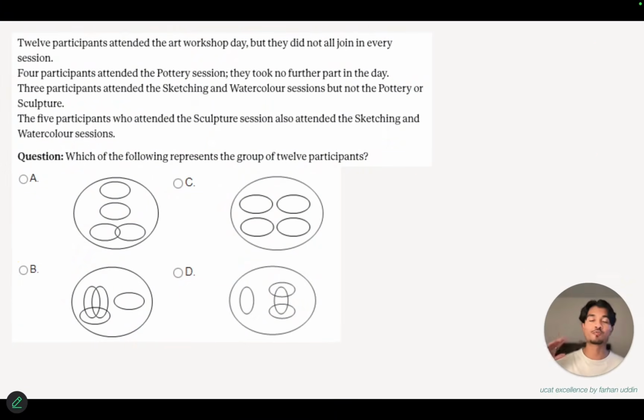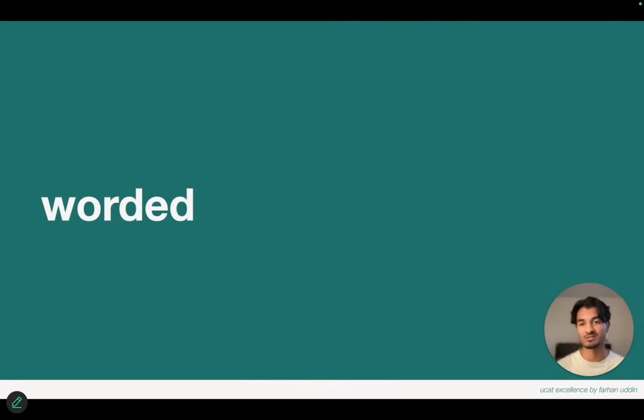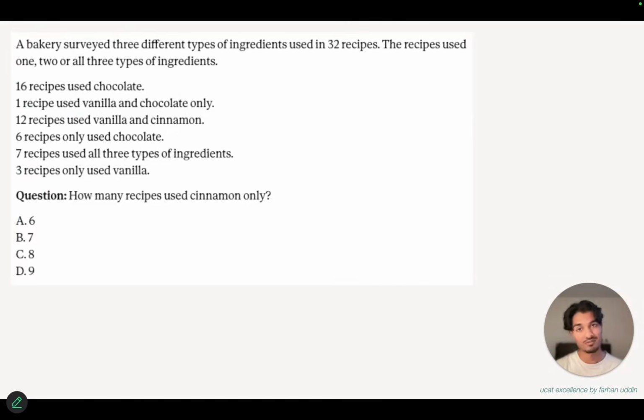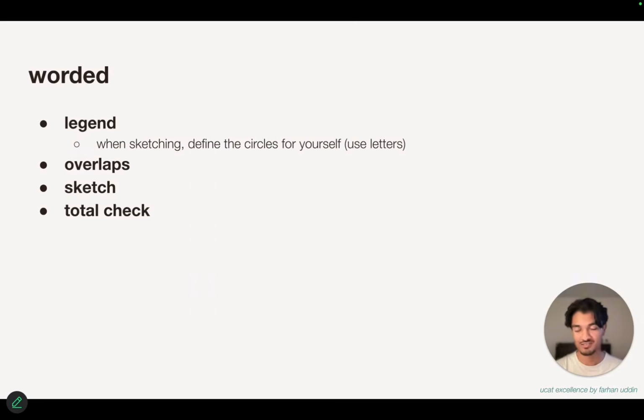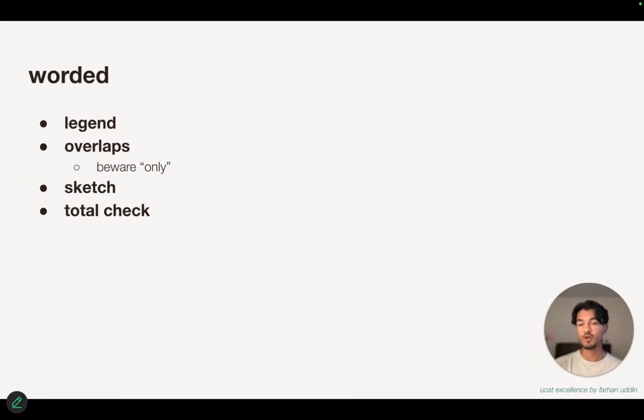Alrighty, and let's move on now to our final question type, which is worded questions. These ones do come up a lot, so we need to know how to go through them. They look like this, where they don't give you anything but words and numbers for you to then solve the Venn diagram. So here's what we do. For the legend, when sketching, you define the circles for yourself using letters, exactly like we just did for the DIY question types. For the overlaps, beware of the word only. Again, we've gone through this, so I won't harp on about it.